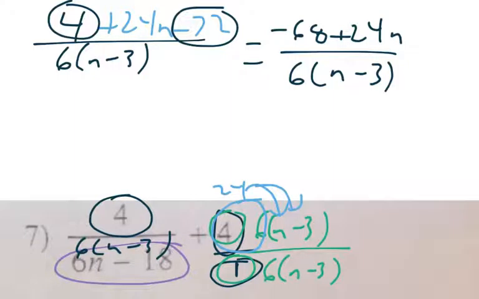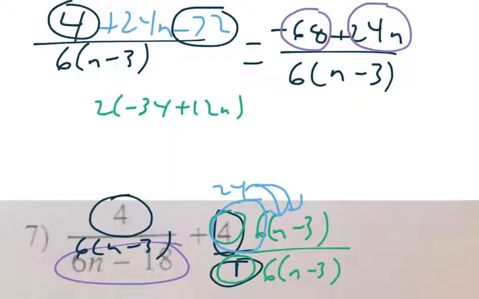Now, normally we'd be done, but guys, do you agree that both of these terms have a GCF I can factor out? As a matter of fact, looking at it right now, both of them are divisible by at least 2. Would you agree? So let's do that. Let's divide by 2. If I divide by GCF 2, I'm going to have 2 times negative 34 plus 12n, that's now over 6 times n minus 3.